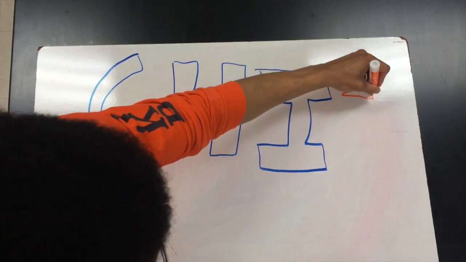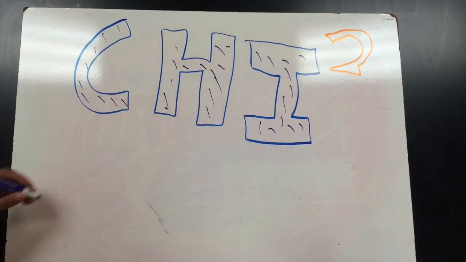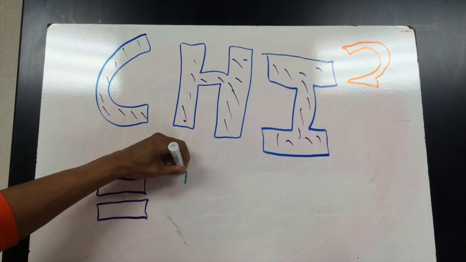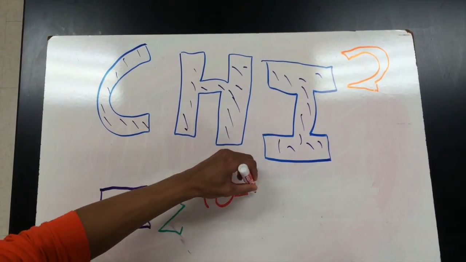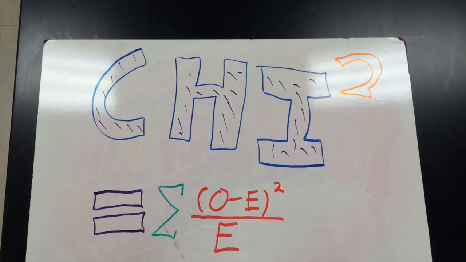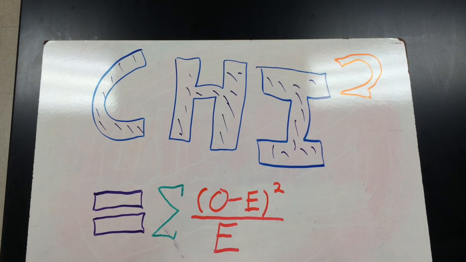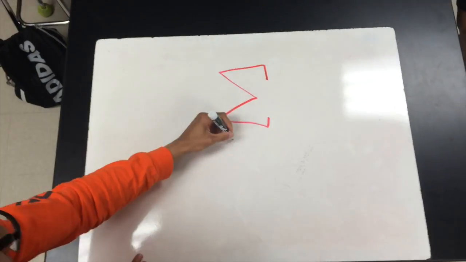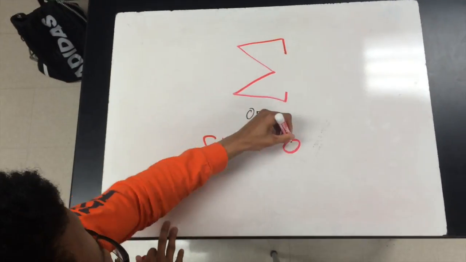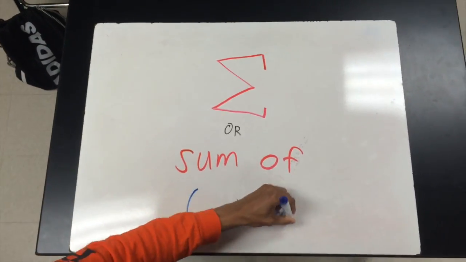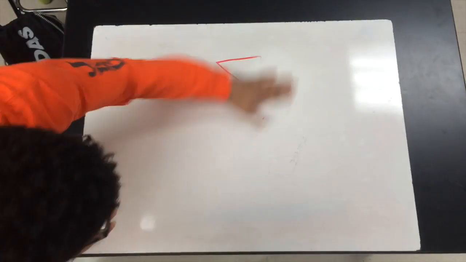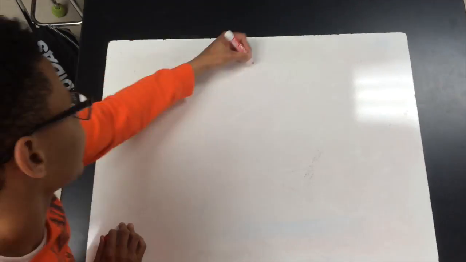This is the chi-squared formula. The formula goes as follows. Sigma, the quantity O minus E squared over E. Now, let's look a little further into what all that means. The sigma, or sum of outcomes, is used in the equation to show that you must add up the sum of the outcomes you've calculated.